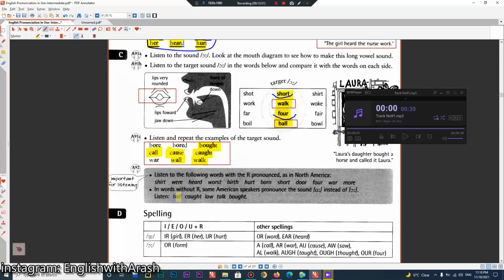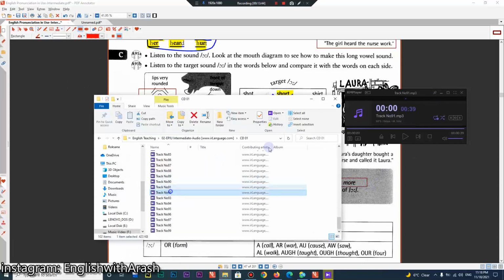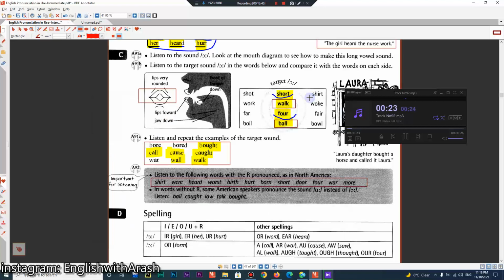Now it says listen to these words in North American accent. So let's listen to them.